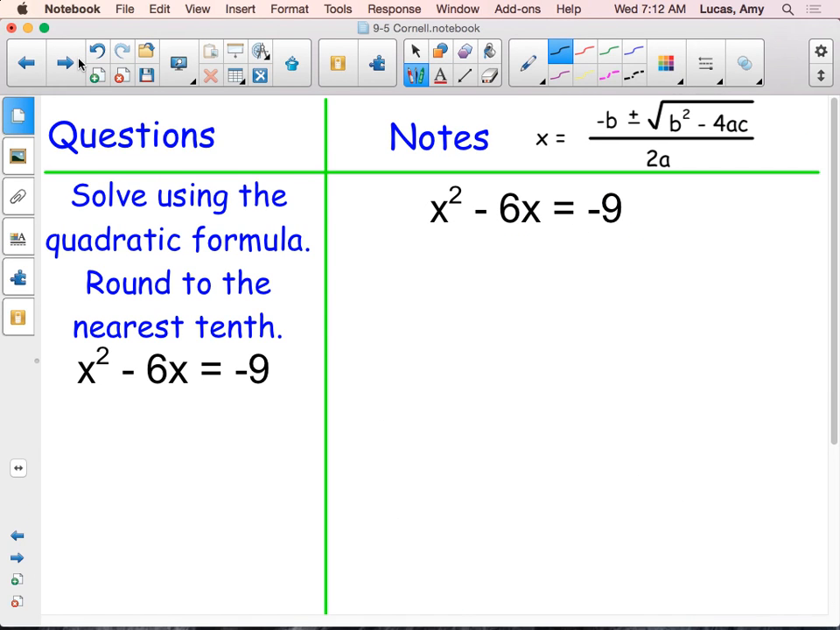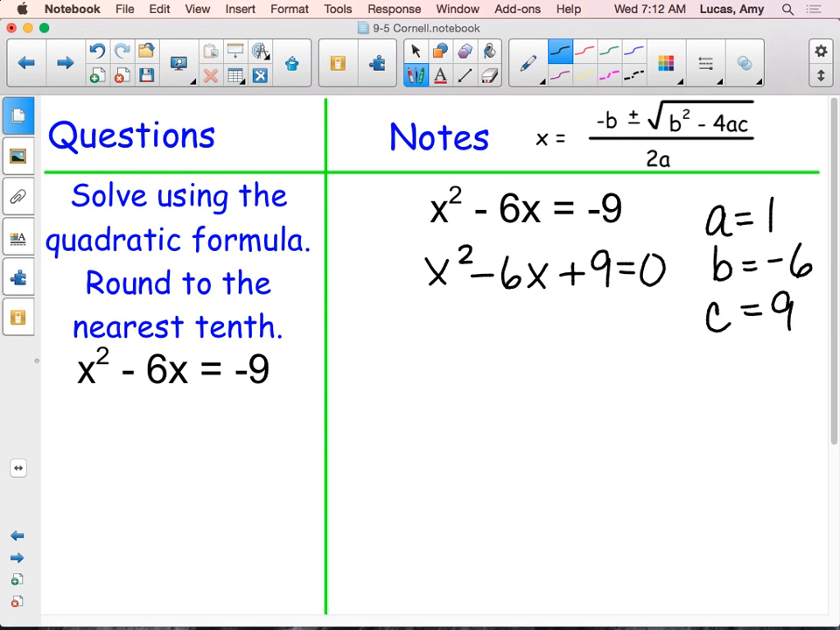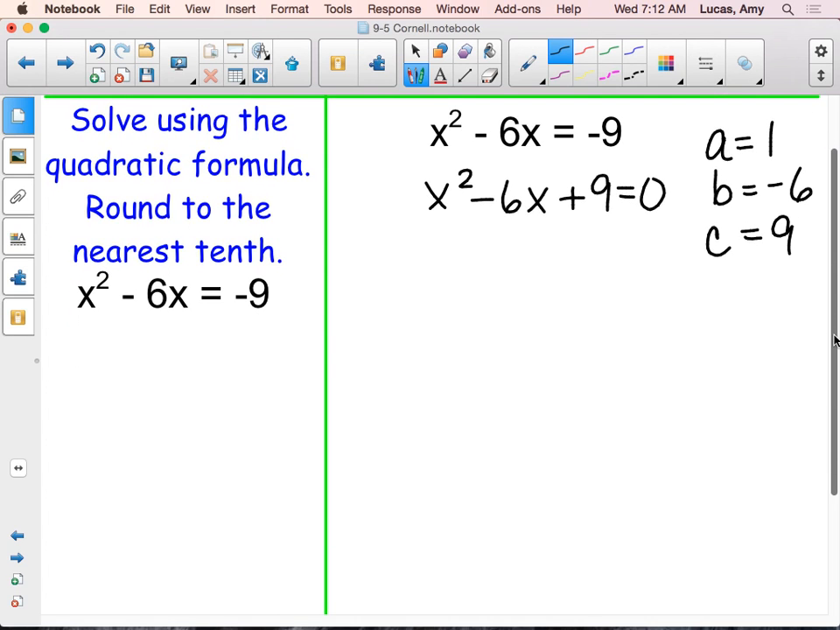Okay, our next quadratic, I am going to rewrite to standard form again. So I'm going to move the -9 over and make it positive. So on this one, a equals 1, b equals -6, and c equals 9.